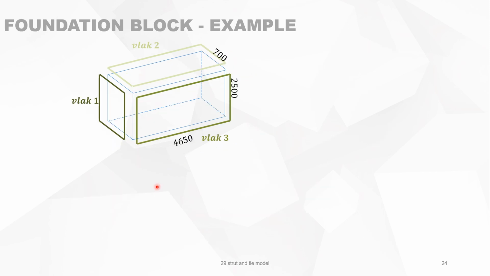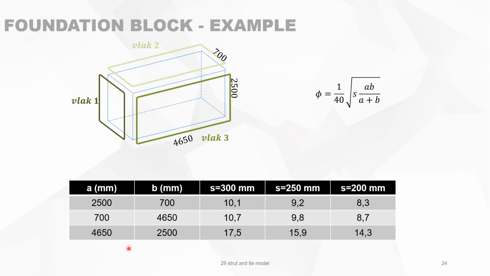To do so, we can make a rough estimate by using this little formula, which gives you the diameter of the minimum reinforcement in function of the spacing between the reinforcement and the two sides of the surface that we are considering. So when you consider the surface, for instance, 2500 times 700, this is surface 1, 700 times 2500, this is surface 2, and this is surface 3.